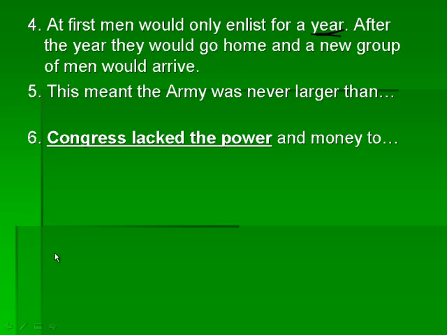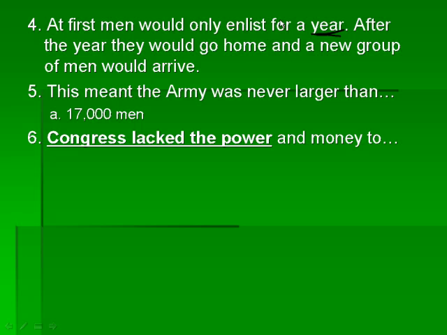But at the end of that year, let's say all 15 of those people leave, and we have to get 15 new people. Well, that leaves us in the situation where we are back to square one. We have 15 new people that don't know what they're doing. This means also that the army was never larger than 17,000 men. The British have about 50,000 plus regular troops, and if you are good at math, 17,000 is a lot less than 50,000.